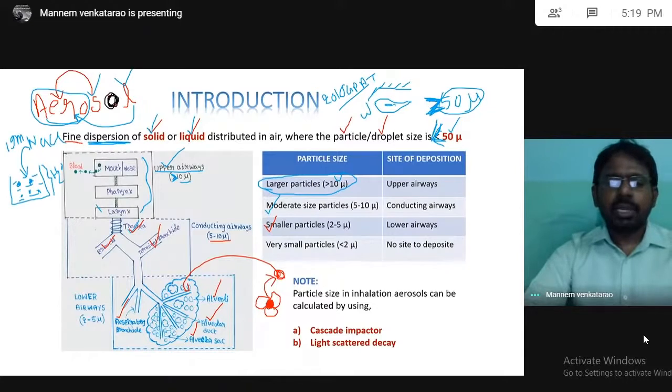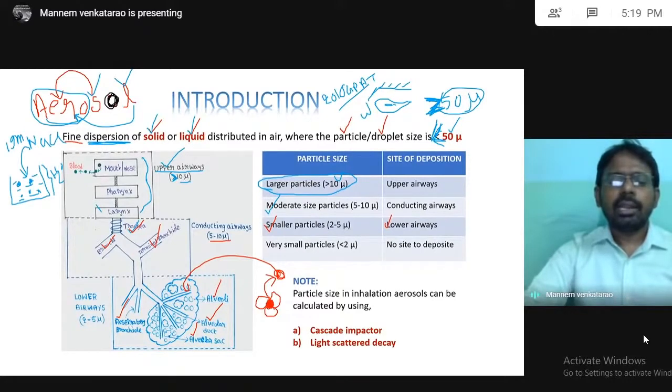That's why this is the lower part of the respiratory tract, or the deeper part of the respiratory tract. That's why it is called lower airways. Another name is deeper airways. So the smaller particle whose dimension is 2 to 5 micron can be deposited in the lower airways. Lower airways comprise respiratory bronchiole, alveolar ducts, alveolar sac, and finally alveoli.